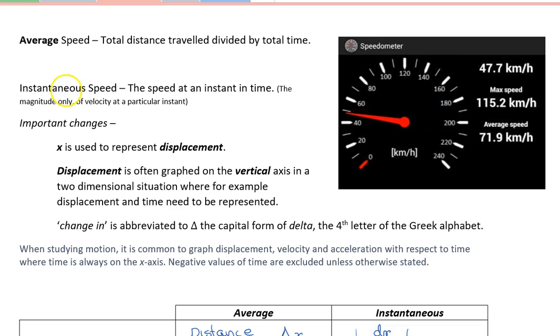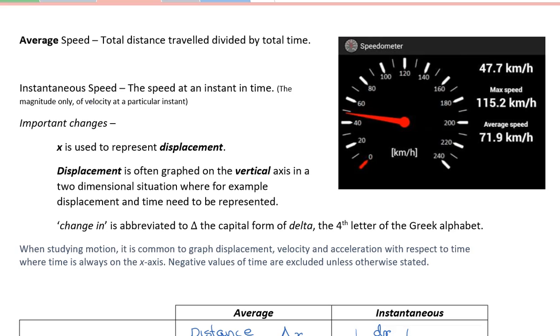But at any one instant, we might be going 40 kilometres an hour or 60 kilometres an hour. So that's a different concept, instantaneous speed. And again, it depends on the velocity actually. So we will come across our evaluation of instantaneous speed after we've done velocity.